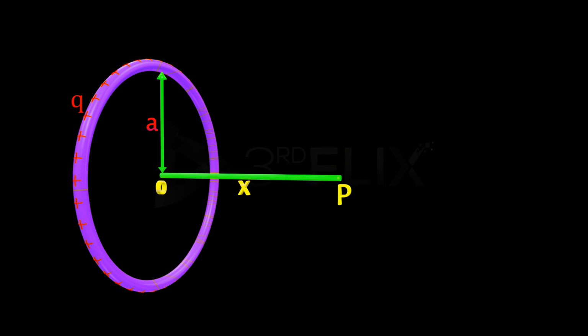Consider an infinitely small arc with charge dq on the ring. We can consider this small arc as point A. Let AP make an angle alpha with the axis of the ring. The distance of this element from P, r, is the square root of a square plus x square.